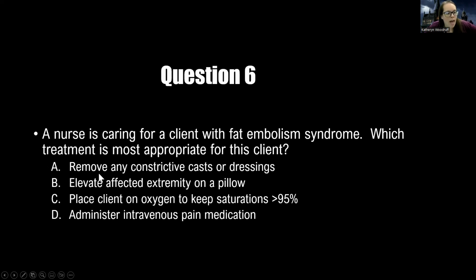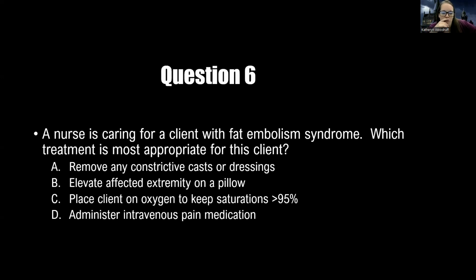All right, let's look. A, remove any constrictive cast or dressing. A lot of times when they ask what's most appropriate, sometimes it's something that's appropriate for something similar, but not exactly the same. And when I see remove any constrictive cast or dressings, I think about compartment syndrome, but not fat embolism syndrome. So I'm going to keep going, and keep it on the back burner.